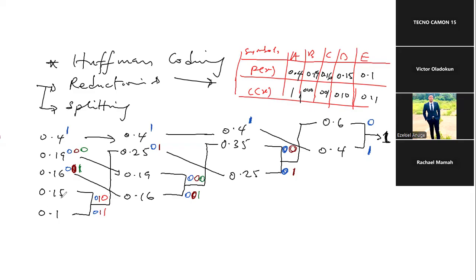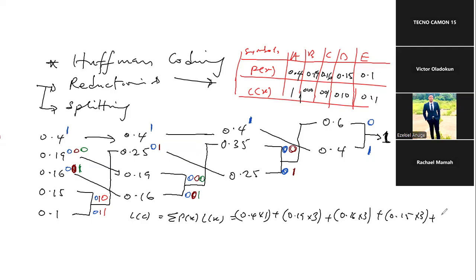Yeah. So the next thing to do is to estimate the expected length and the entropy, and then we'll check for the efficiency of the code. Now the expected length, L of C, is the same as the expected value of the length. And now we already know the probability is 0.4 and the length is 1. So we have 0.4 times 1 plus 0.19 times 3 plus 0.16 times 3, that's the length, plus 0.15 times 3 plus 0.1 times 3. So this should give us 2.2 bits per symbol.